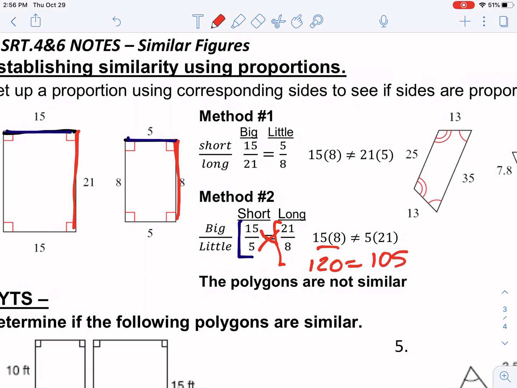Is that equal to one another? No. So those polygons are not similar, okay? They did not maintain proportionality. They are not similar.